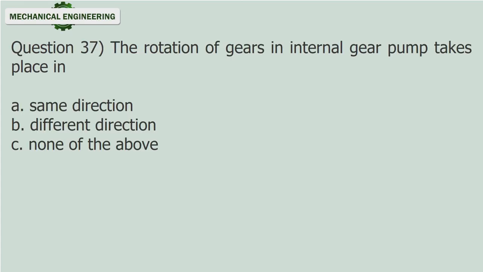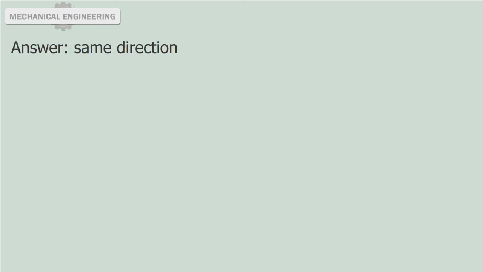Question 37. The rotation of gears in internal gear pump takes place in A. Same direction. B. Different direction. C. None of the above. Answer: same direction.